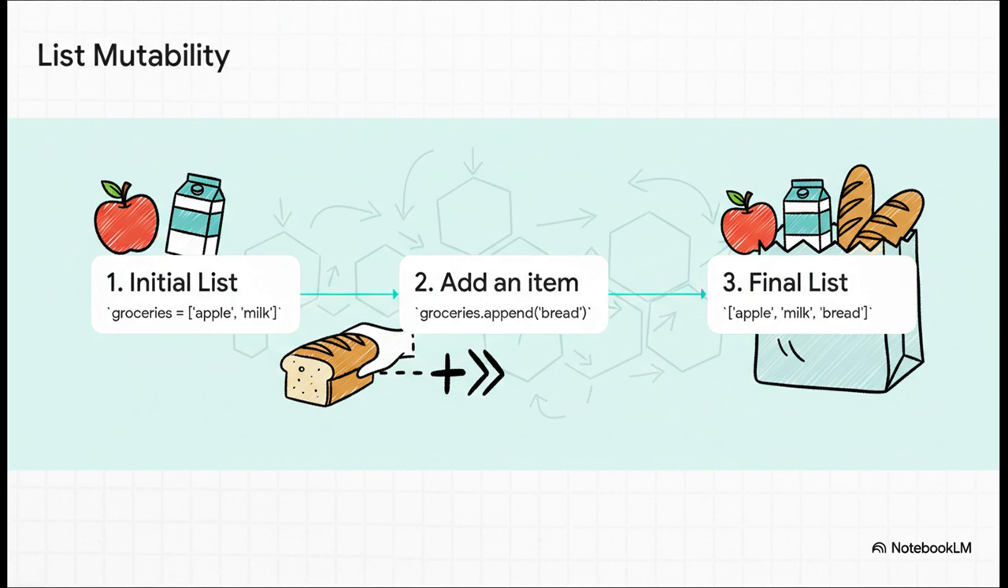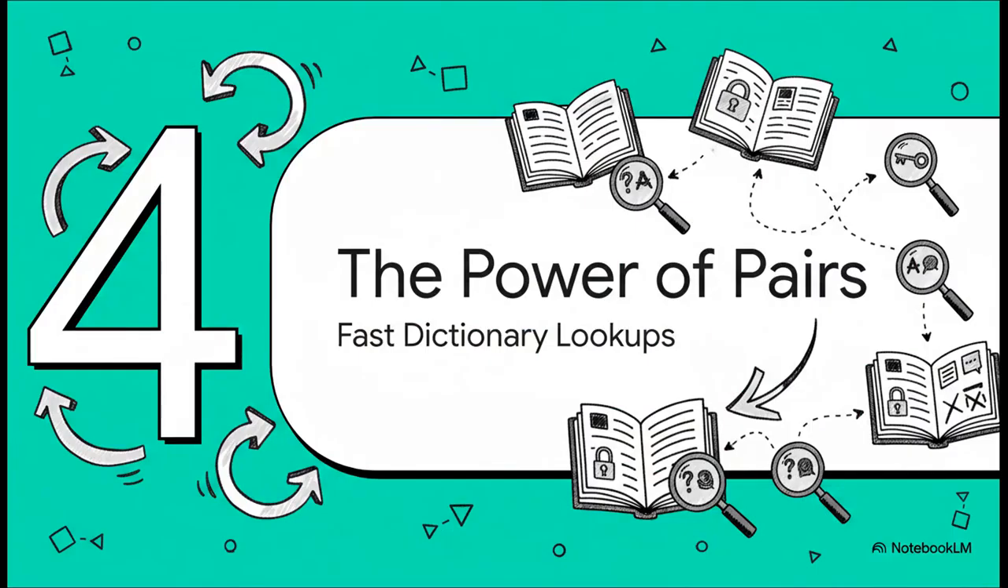It's grown. This is something you simply cannot do with a tuple, and it's what makes lists so incredibly flexible. So lists are awesome for keeping things in order. But what if you need to find one specific item in a list that has, say, 1,000,000 things in it? You'd have to search one by one by one. Yikes. Our next tool completely solves this.